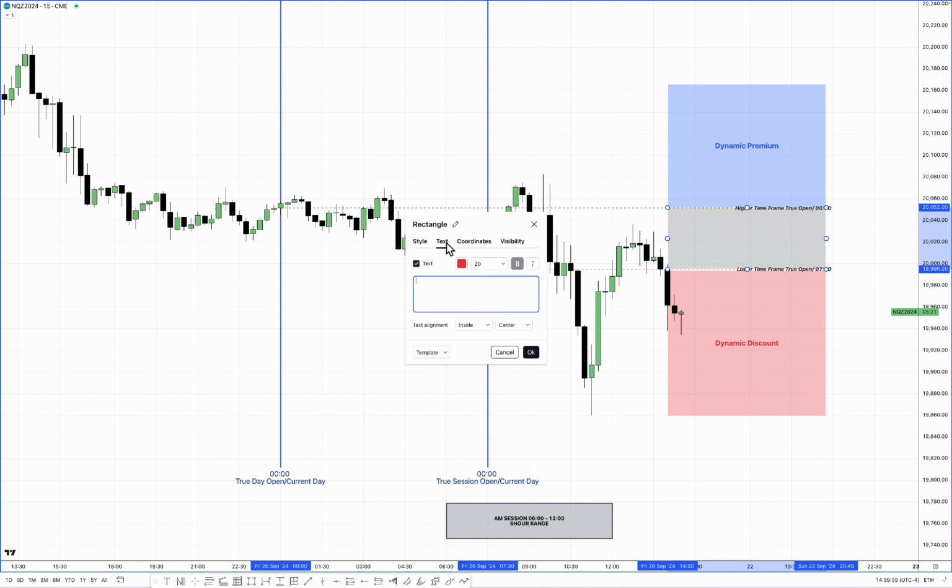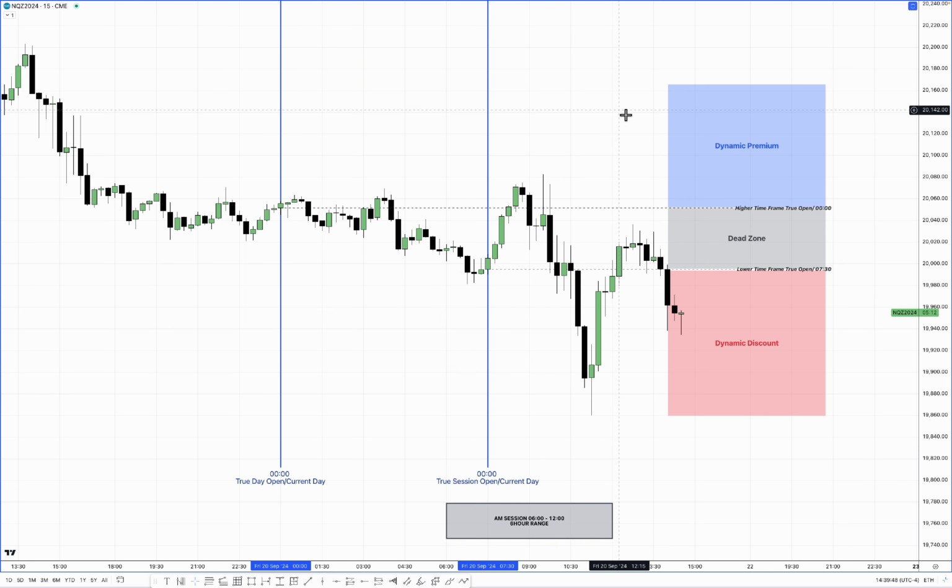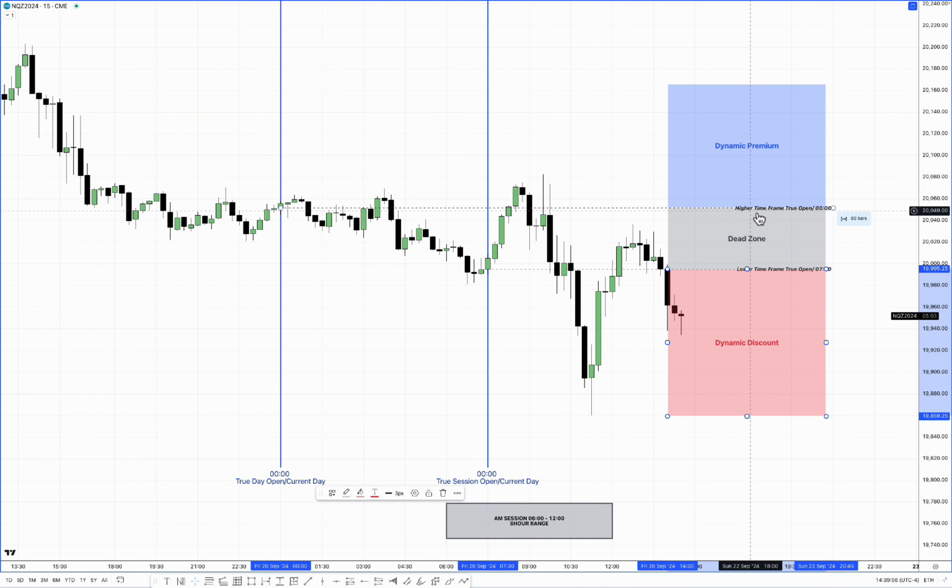Can mark this with gray, right? It's your dead zone. Your dead zone is your neutral area, meaning you are within the sidelines. You are avoiding taking any trades within the range, right? Because anything within it is ideally low probability, right?